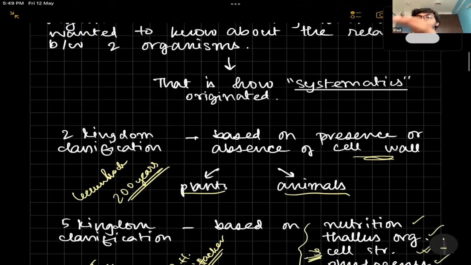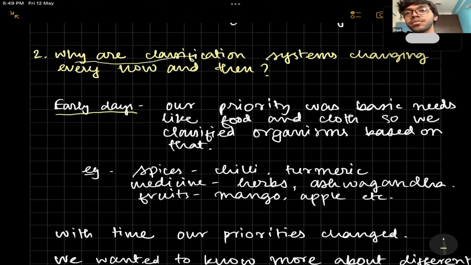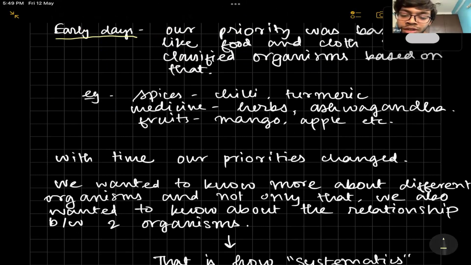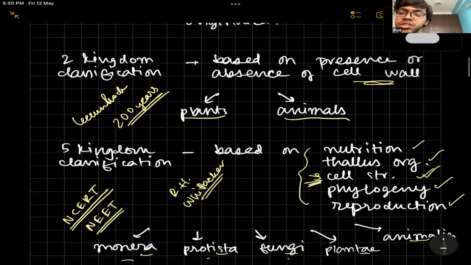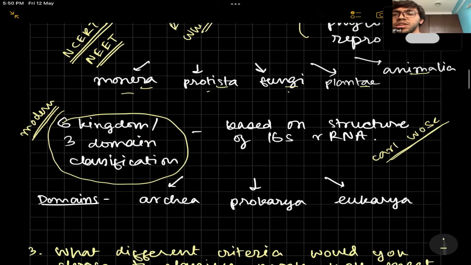To summarize, why is there a need for changing the classification system every now and then? The answer is, in order to classify the organisms better. With time, our understanding of organisms is increasing. With time, we are finding newer and newer organisms, and our knowledge is also increasing. According to that knowledge, we are finding different bases of classification which are better than the previous ones, and that's why we're changing the systems of classification with time.